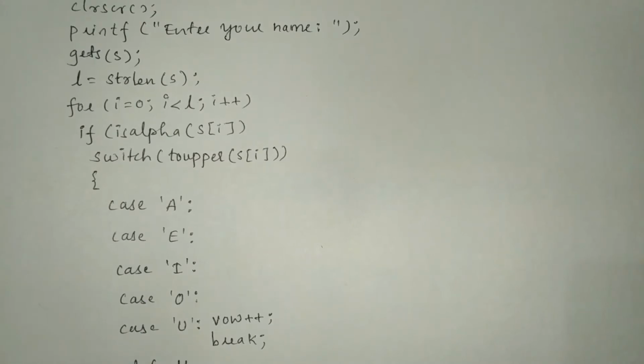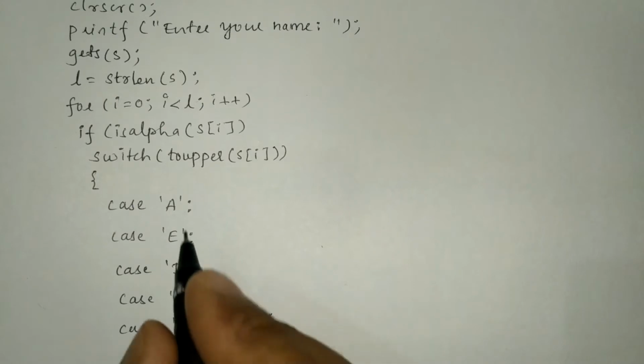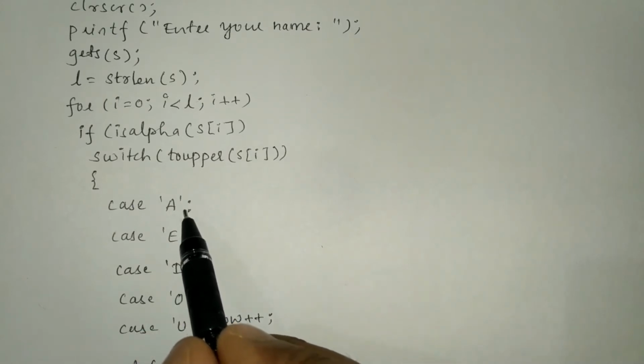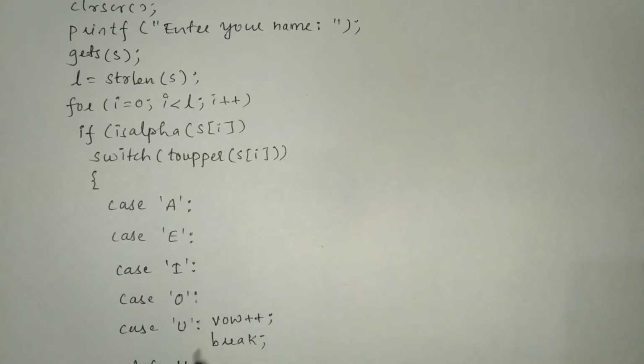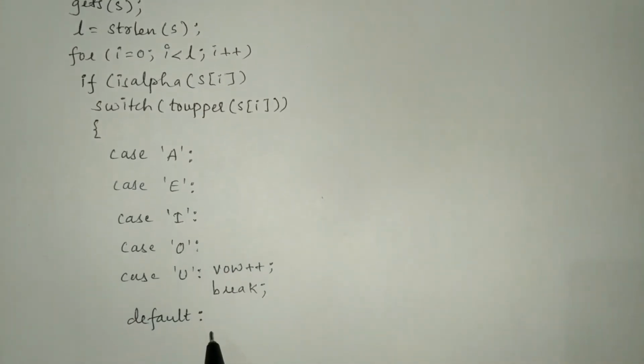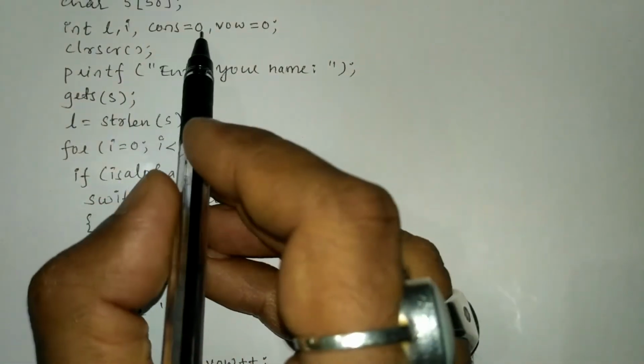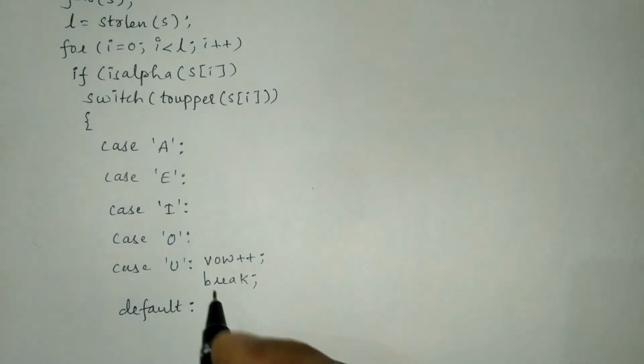Default is a keyword, it should be written in lowercase letter, put colon. If the entered string does not have any of these letters, then at least it has to increment the consonant, because here we have taken cons is equal to 0, so it has to increment the value for consonant.